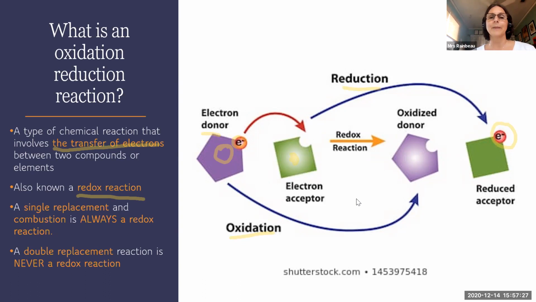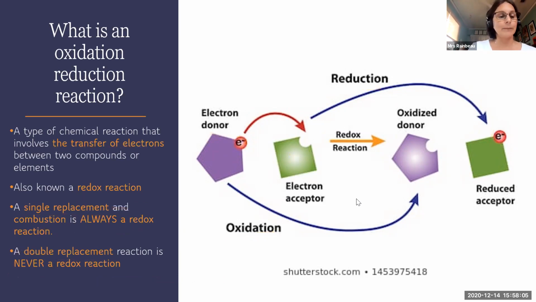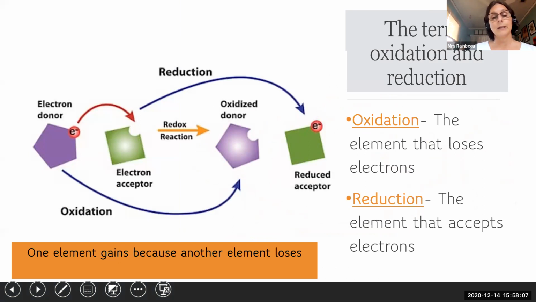Now, here is the good stuff: you have 2 types of chemical reactions that are always redox: simple replacement and combustion. Both of these are always a redox reaction. So if you have those, you can already know that not only is it single replacement, it's also redox. Double replacement is never a redox reaction. So whenever you have a double replacement reaction, it is not a redox reaction. So that's just some helpful tips, and that actually will help you with 4.06.